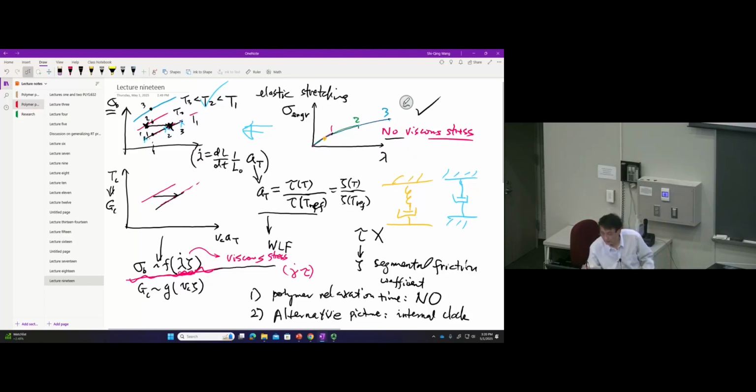What's different? The difference is at this higher temperature, I had to stretch a little more. At this lower temperature, I was able to afford to stretch less, slower. Apologies, right? Faster versus slower. So what's the interpretation? The interpretation is at the lower temperature, your network is longer lived. So you can afford to spend more time reaching that point of comparable tension.